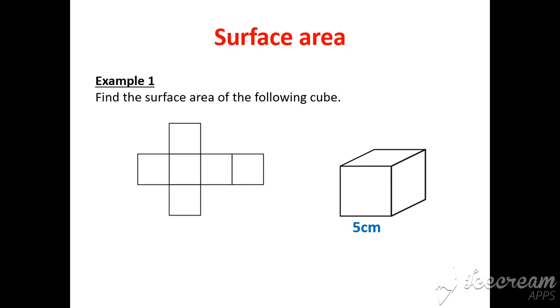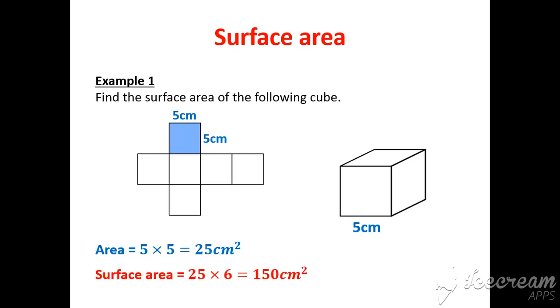All we need to do is focus on one face, which we know is 5 by 5, and work out the area of that face, right? The area of a square is base times height, so 5 times 5 is 25 centimeters squared. So that's the area of one side, one face. Well, since there are 6 faces, 6 sides in the cube, we're just going to take the 25 and times it by 6. 25 times 6 gives us a surface area of 150 centimeters squared.